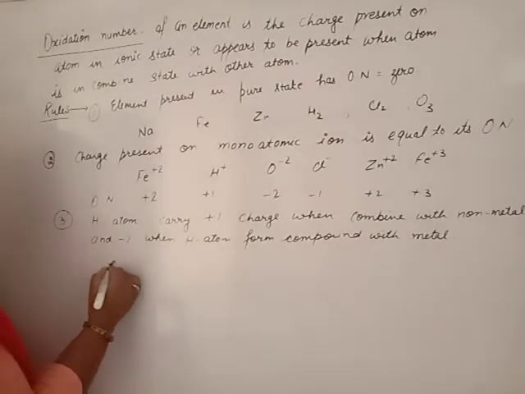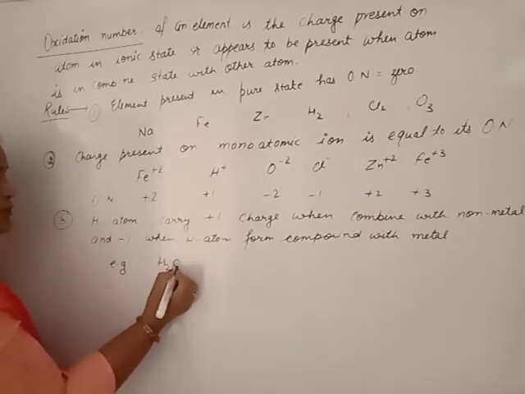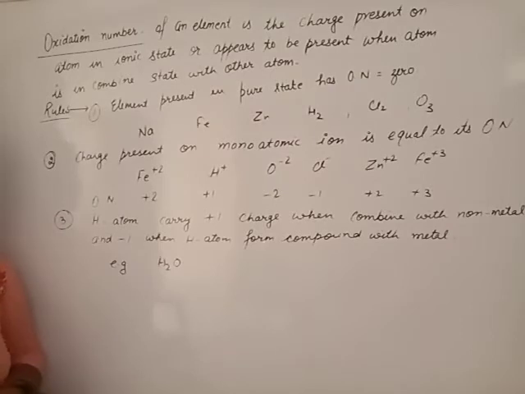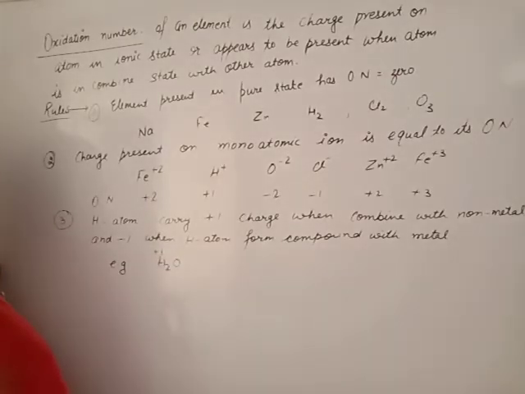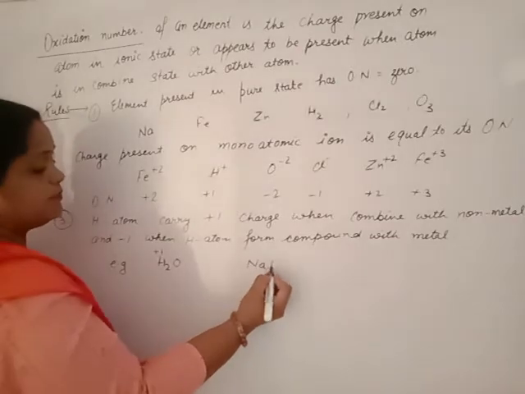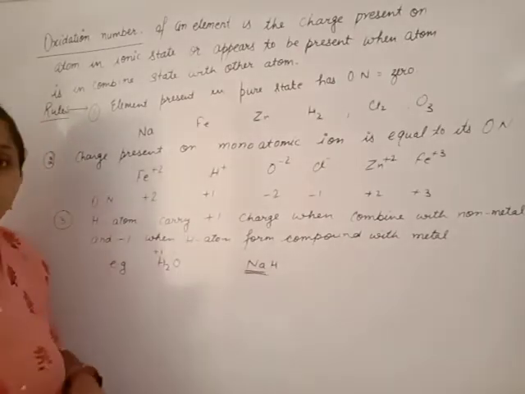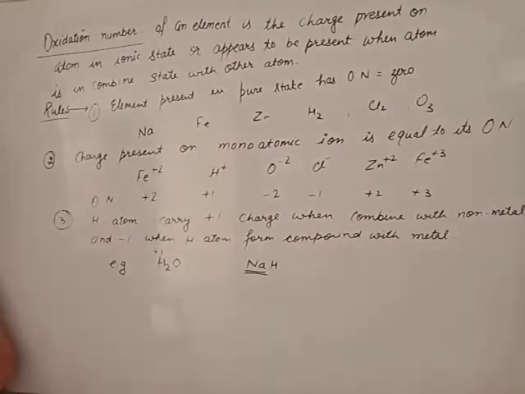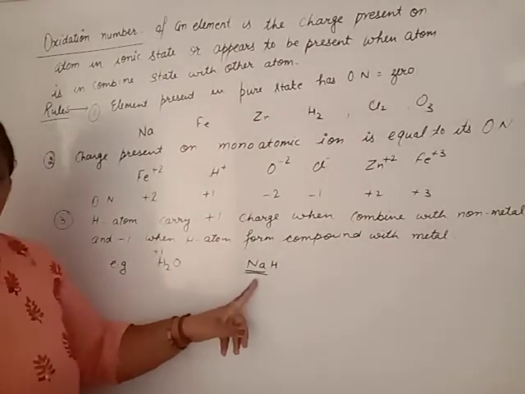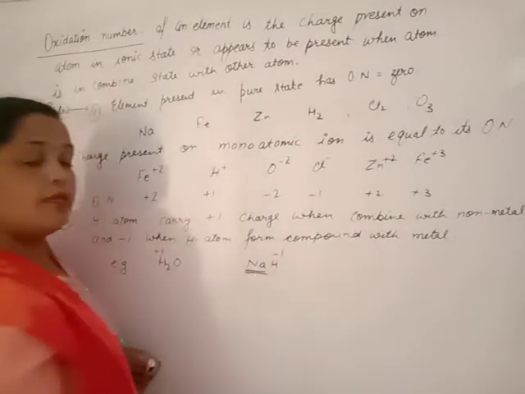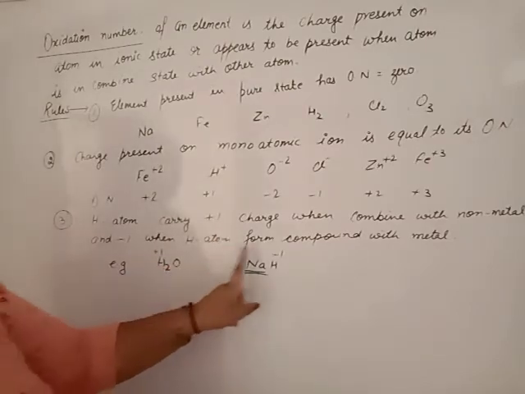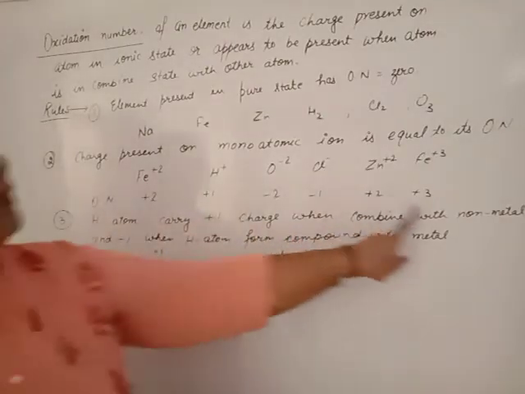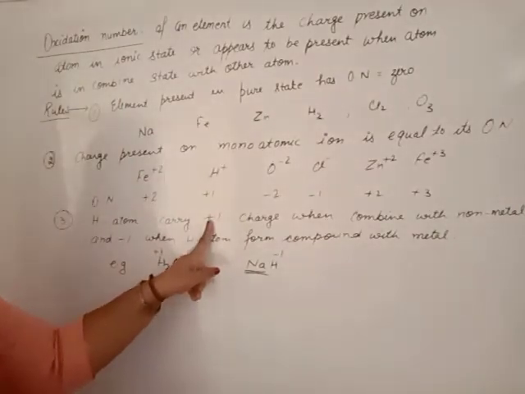For example, in H2O, you identify whether oxygen is metal or non-metal. The answer is non-metal, so hydrogen is +1. Clear? But in case of NaH, we identify whether sodium is metal or non-metal. The answer is metal, which has the tendency to lose electrons, so hydrogen will gain the electron. So hydrogen with metal carries -1 charge, and hydrogen with non-metal carries +1 charge.